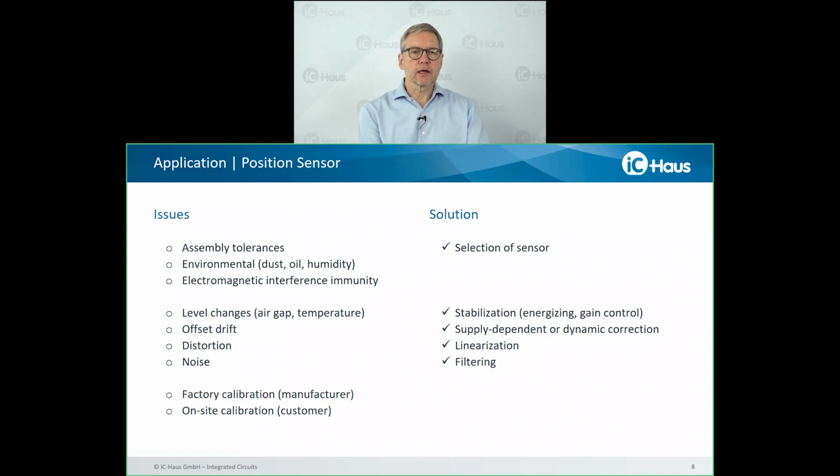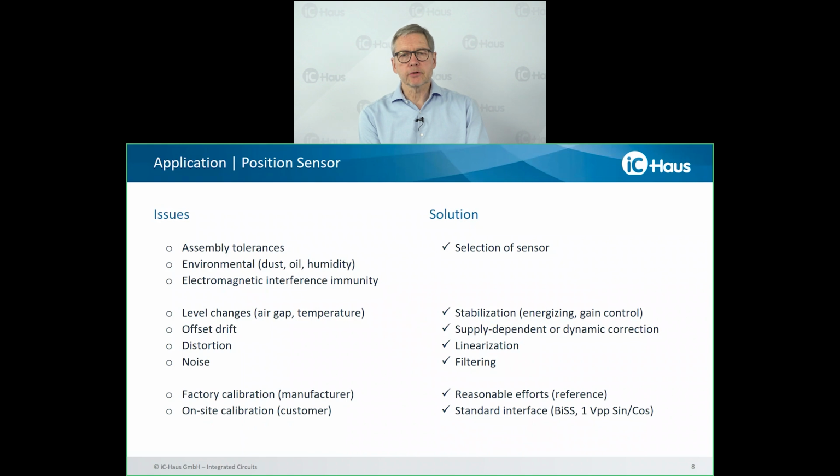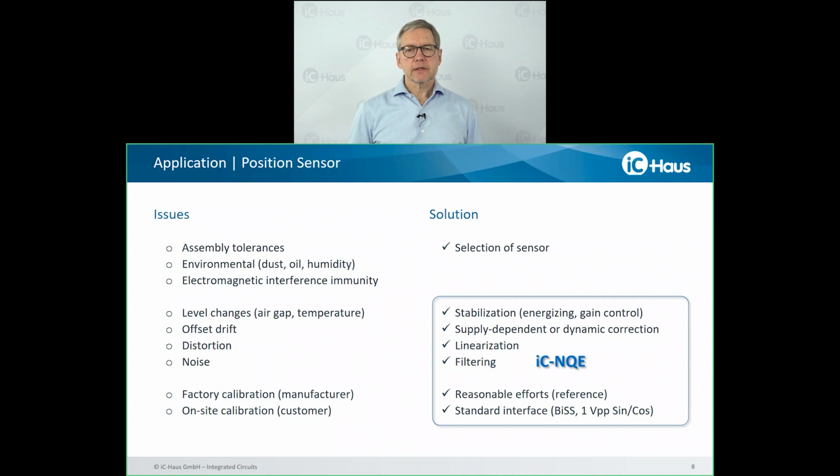Now, for the factory calibration at the side of the manufacturer, you will ask for some reasonable efforts. In our case, as shown today, we mount a reference encoder below, so this speeds up your linearization. But on site, when finally the customer needs to do the calibration, it's nice to have a standard interface such as a BiSS interface and also the well-known 1 volt peak sine-cosine analog interface. Now this is what the iC-NQE does cover completely.